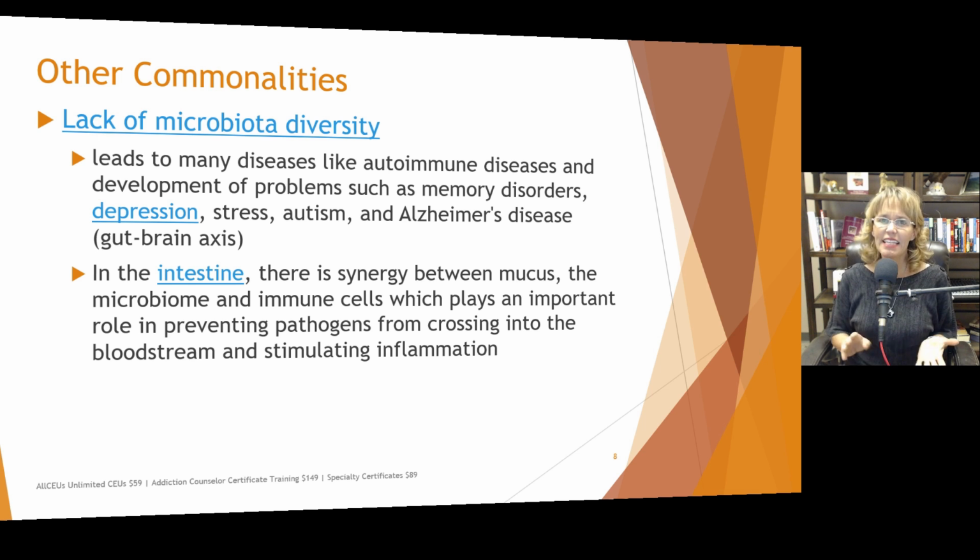In the intestine, there is synergy between mucus, the microbiome, and immune cells, which plays an important role in preventing pathogens from crossing into the bloodstream and stimulating inflammation. When the microbiome is out of whack, that mucus can become thinned, which makes it easier for pathogens, all the junk that's in our intestines, to actually seep through the intestines and into the bloodstream. That's the very non-clinical explanation for it. We want to keep our gut healthy because when our gut is unhealthy, it increases the rate and likelihood of pathogens leaking into the bloodstream.